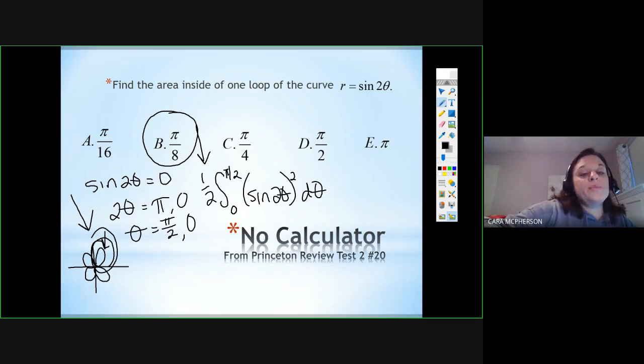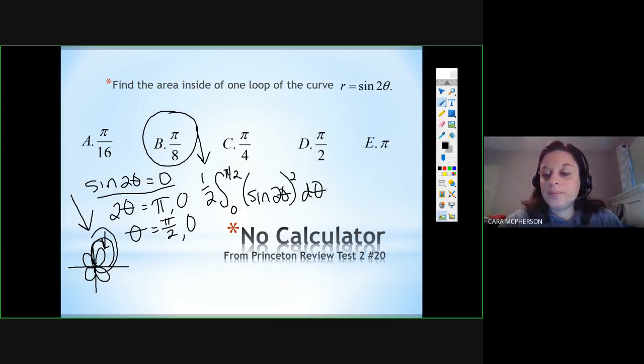And the way we find those boundaries by hand, if you don't have the picture handy, is you set sine of 2 theta equal to 0, sine equals 0 at pi, so you divide by 2. And then you get those boundaries. If it wanted the entire rose curve, you would then take that answer and multiply it by 4. So that's your first one.